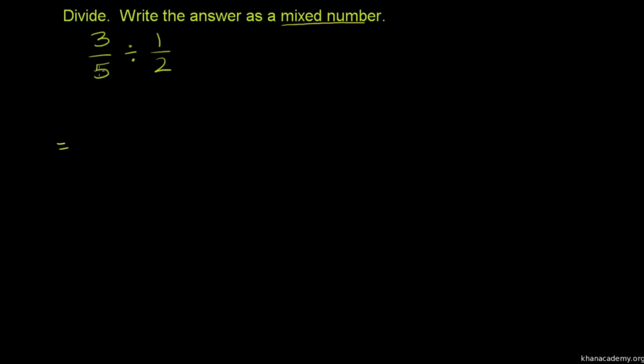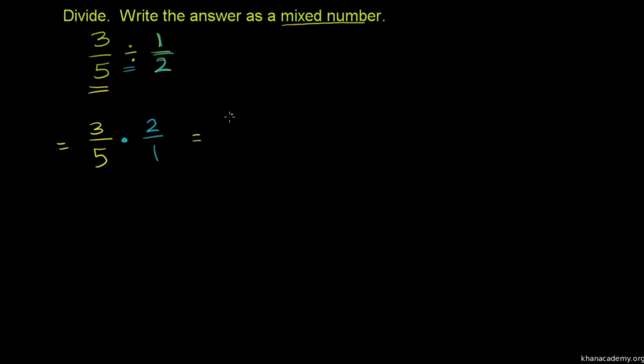So this thing right here is the same thing as 3/5 times. So this is our 3/5 right here. And instead of a division sign, you want a multiplication sign. And instead of a 1/2, you want to take the reciprocal of 1/2, which would be 2 over 1. So times 2 over 1. So dividing by 1/2 is the exact same thing as multiplying by 2 over 1. And we just do this as a straightforward multiplication problem now.